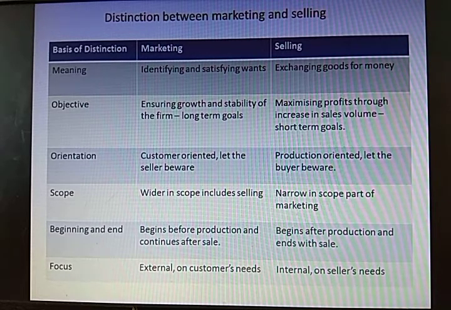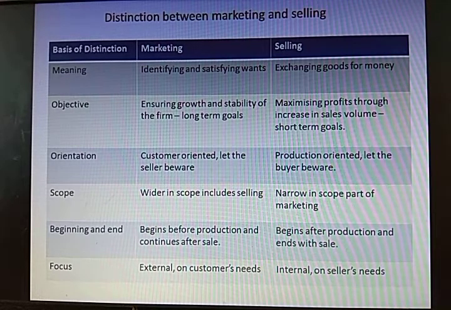Then the next point, the third point, is orientation. The basis of distinction is orientation. Marketing is customer oriented. Please remember, it revolves around the customer. It talks about the customers, and let the seller be aware, that means the seller should be aware of what he is trying to sell to the customers. In selling, the orientation is production oriented, meaning whatever the seller, the producer, wants to produce, it talks about that.